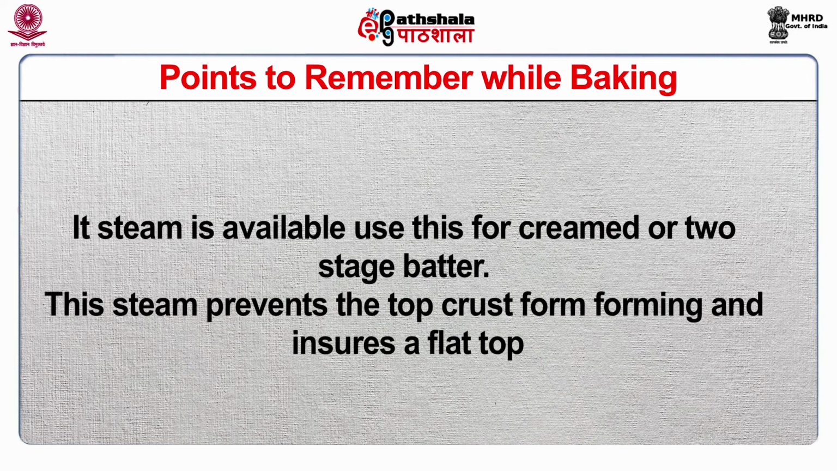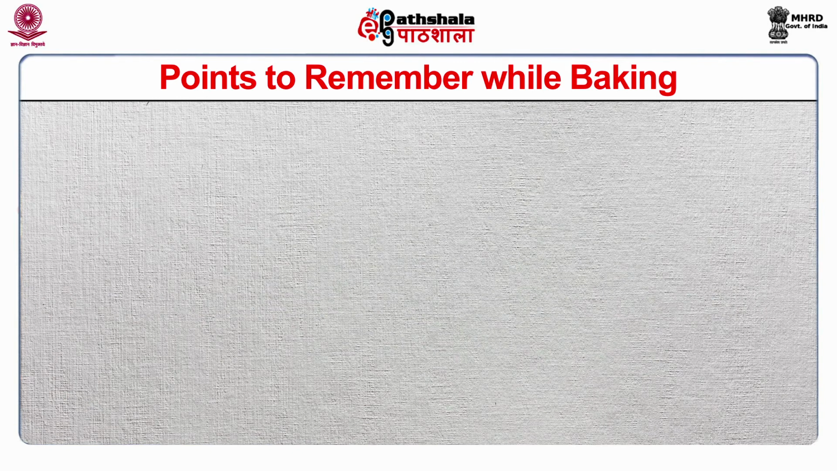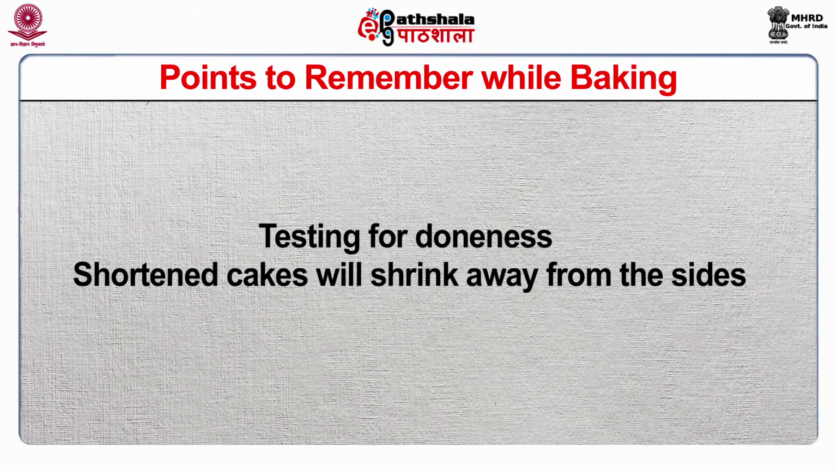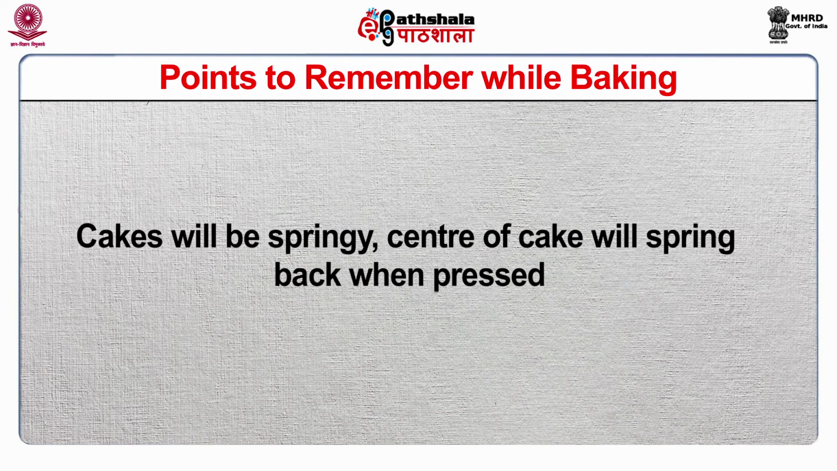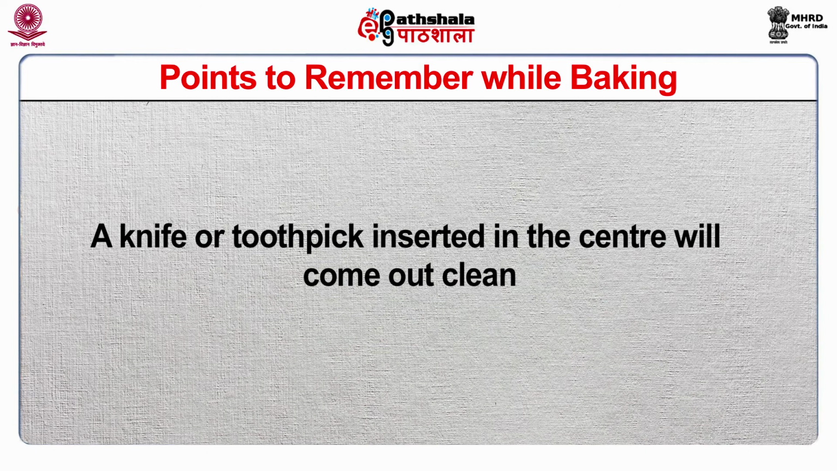Sixth, if steam is available, use this for creamed or two-stage batter. This steam prevents the top crust from forming and ensures a flat top. Seventh, testing for doneness. In this, shortened cakes will shrink away from the sides. Cakes will be springy, the center of the cake will spring back when pressed. A knife or toothpick inserted in the center will come out clean.